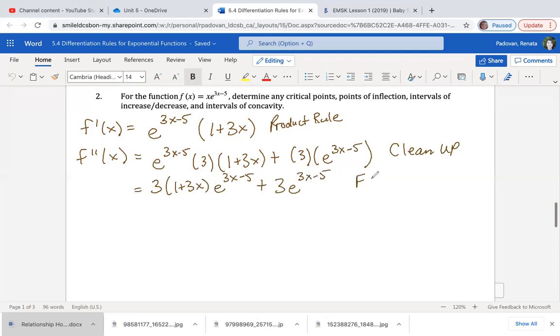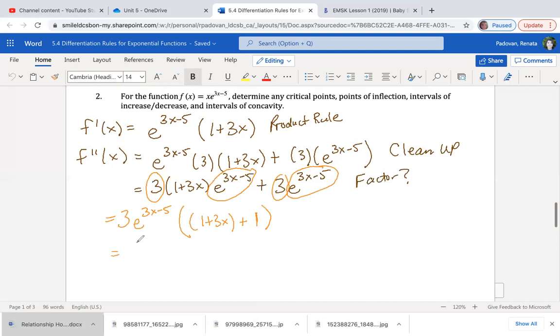Then take a look at any common factoring that I can do. I don't know until I take a look. The 3 is common, and the e to the power of 3x minus 5 is common. This is not. So I can pull out some type of common factor. So I can pull out the 3e to the 3x minus 5, bracket what's left of the first is bracket 1 plus 3x. And then everything's taken out here, but you have to fill in the spot with a 1, right?